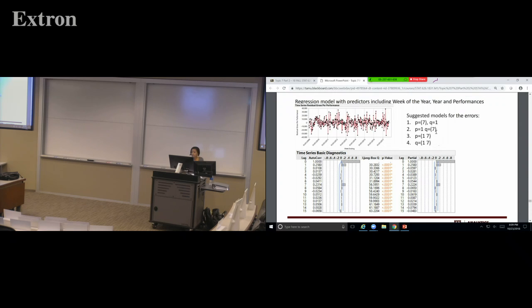Idea for the seasonal part, really a 1 with the seasonality of 7. And so these are the possible suggested models that I was going to investigate. I did investigate all of them, these 4 models.